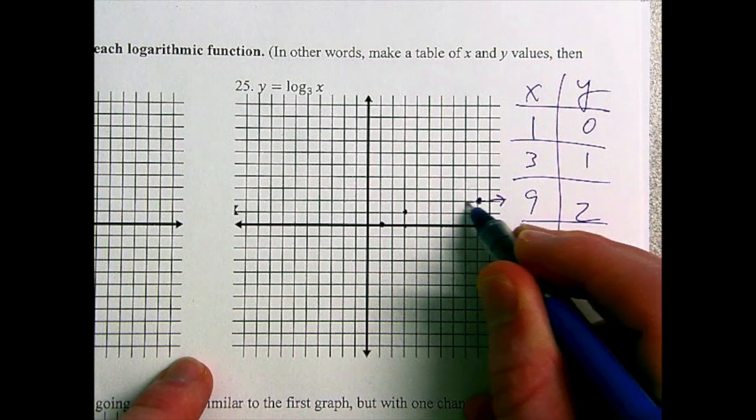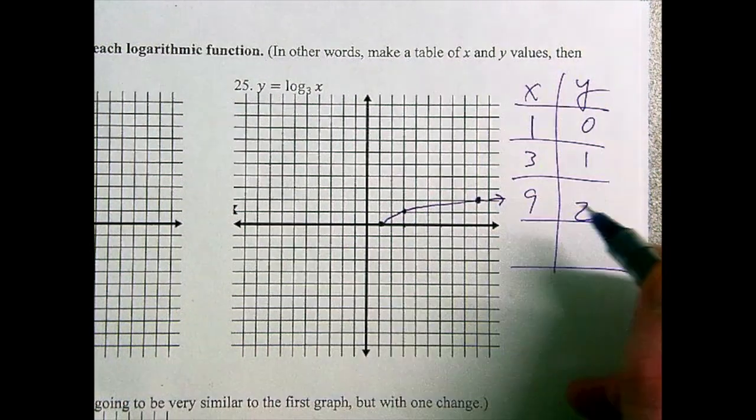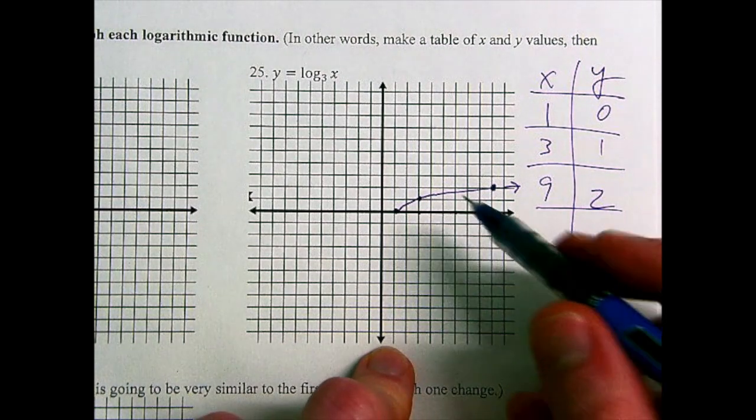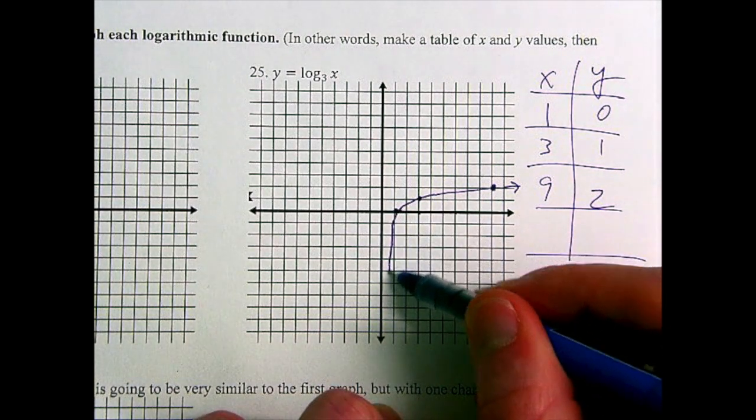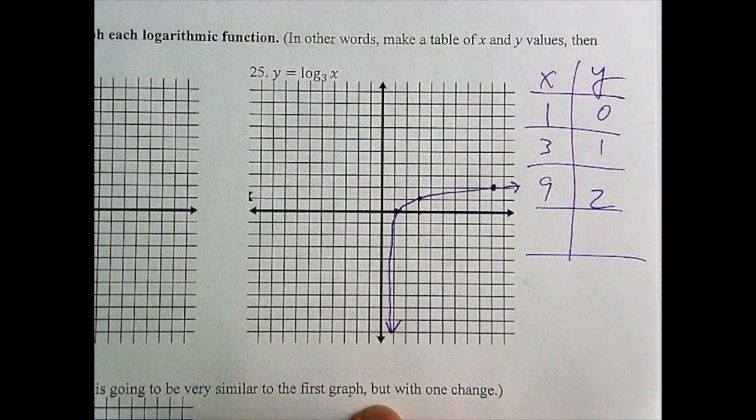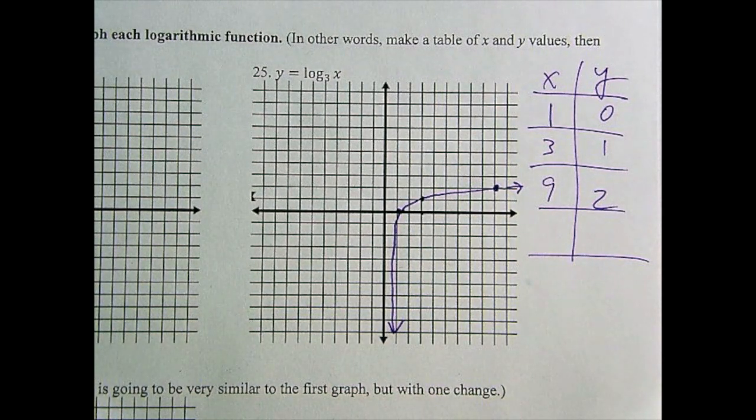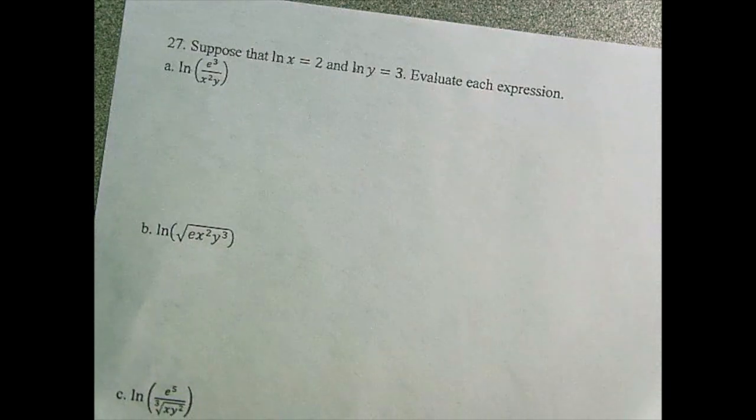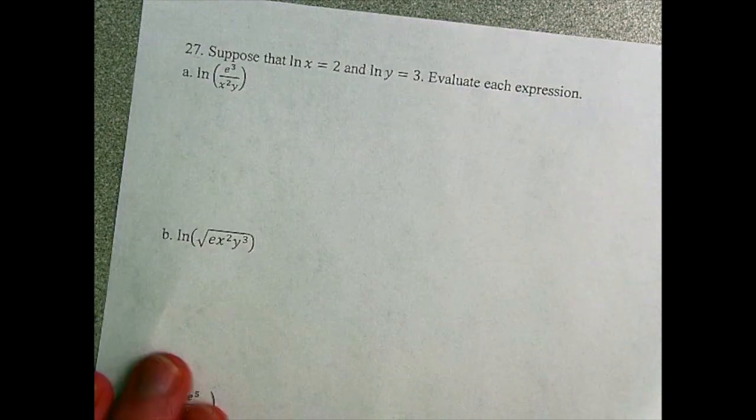So you can see that the graph kind of looks something like this. You might wonder what's happening here. If you investigate with your calculator, you can see that there's actually a vertical asymptote, and it actually kind of goes like that. Interesting behavior, but not anything I really care too much about. Okay, moving on to the last page here.